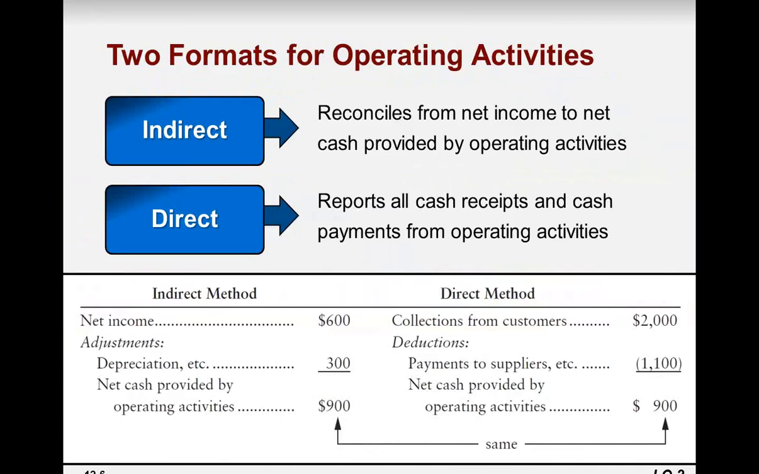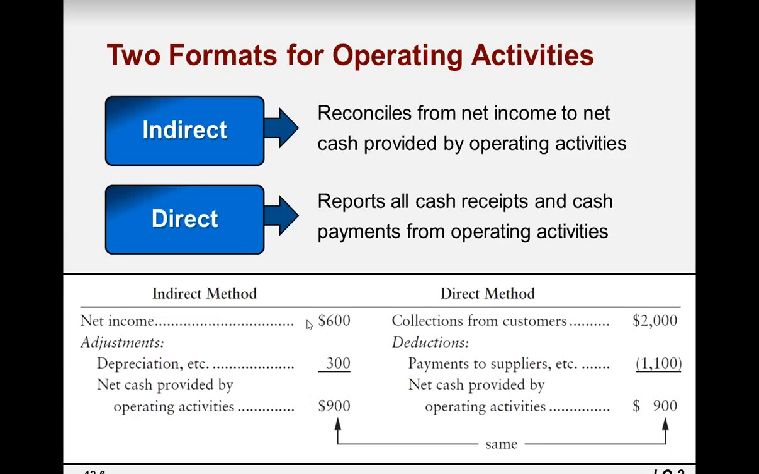Remember that as we go through cash flows, if you are doing a cash flow under the indirect method or the direct method, your cash flow would end up exactly the same in the end. Your financing and investing sections are exactly the same under both methods. It's only the operating activities section that is different. So you notice here when we use the indirect method, we start with our net income and we make adjustments. In this example, we added back depreciation to get our net cash provided by operating activities of $900.